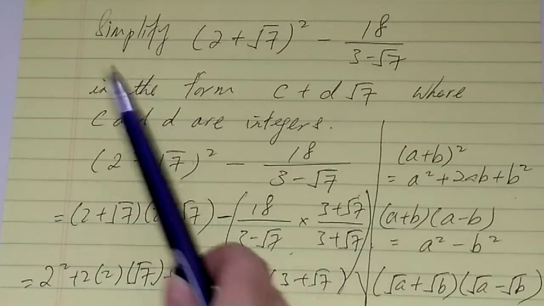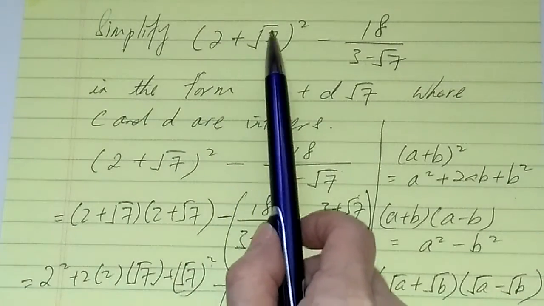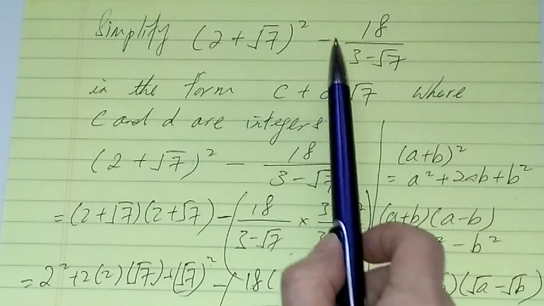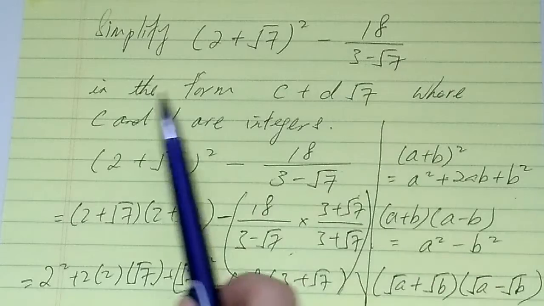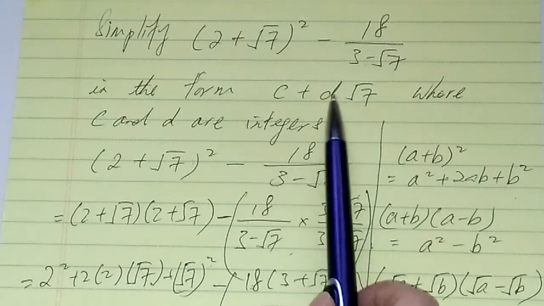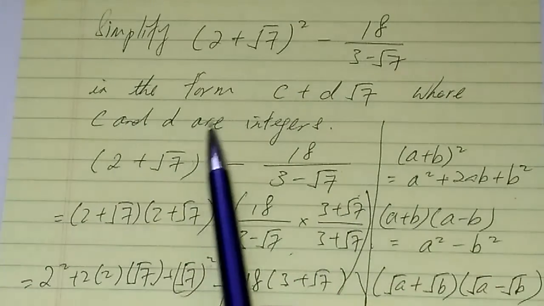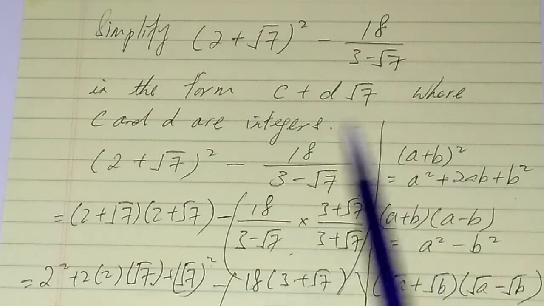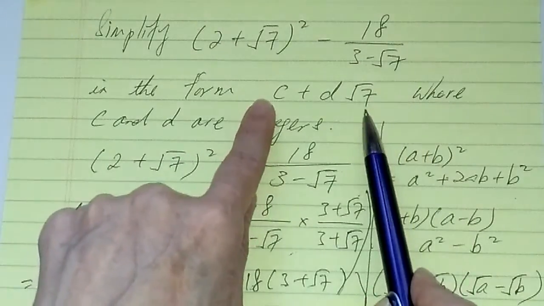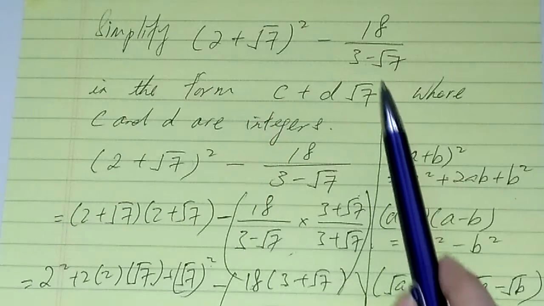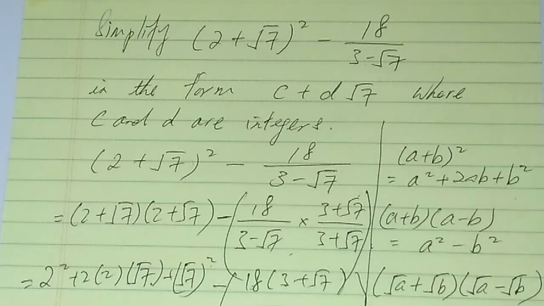Okay, simplify (2 + √7)² − 18/(3 − √7) in the form c + d√7, where c and d are integers. So you look at this expression and you're asked to convert it into this form. That means we have to get rid of the square root in the denominator.